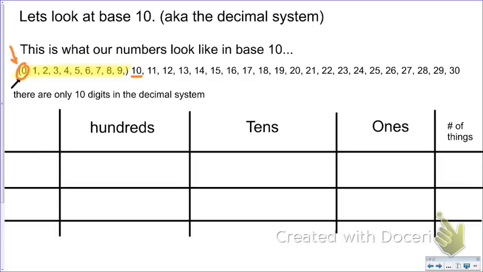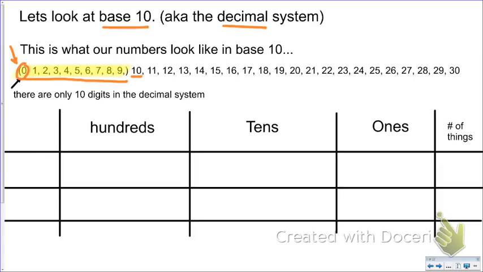It's a placeholder for locations of numbers when we don't have anything. It's important to be able to demonstrate an absence of something just as much as it's important to demonstrate a presence of something, some quantity. So these are your 10 digits in our decimal system. We call it the decimal system, or base 10.